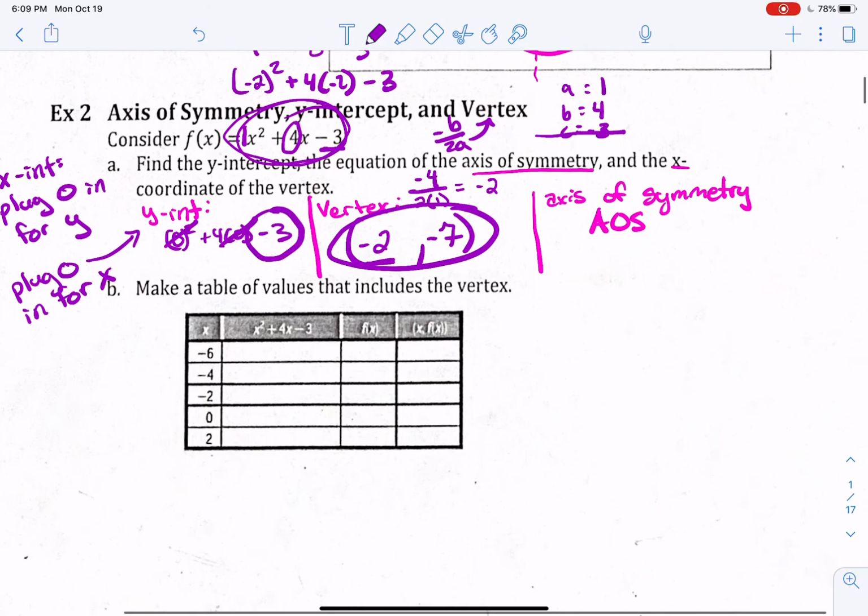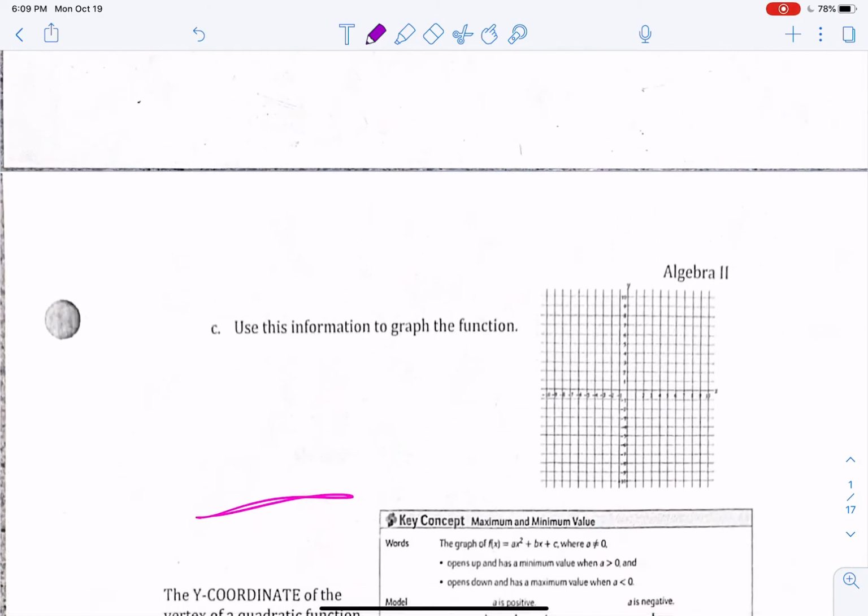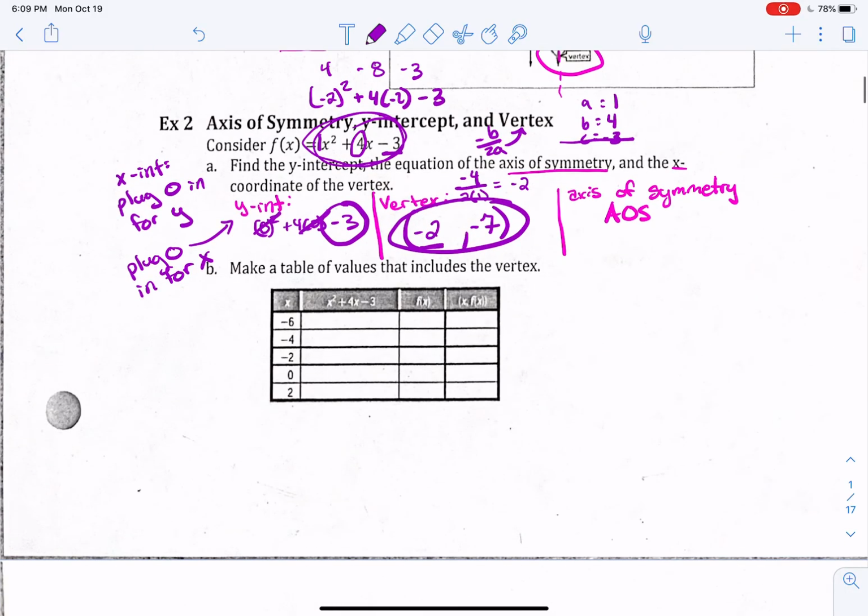Okay, now I'm going to graph this real quick. So I'm going to go on to the next page, and we're going to graph this really quick, and then I'll show you how the axis of symmetry fits into play.